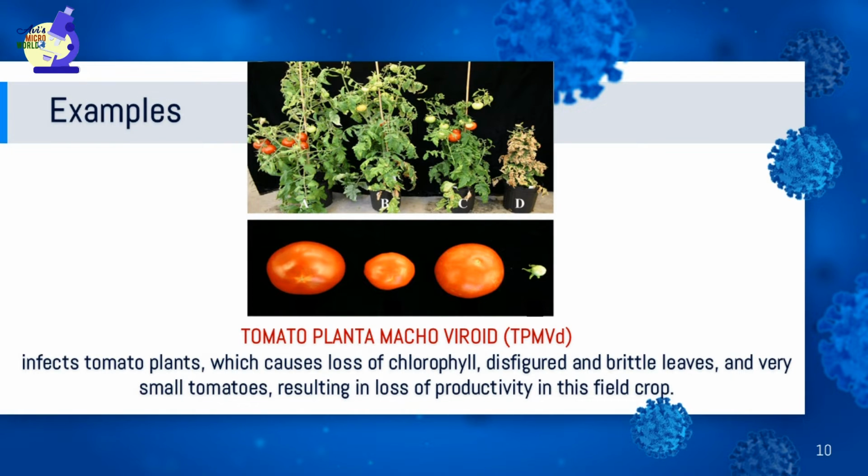The second is the tomato planta macho viroid, which is also known as TPMVd, which infects tomato plants, which causes loss of chlorophyll, disfigured and brittle leaves, and very small tomatoes, resulting in loss of productivity in this field crop. You can see the small production, the chlorophyll content is very less, and all the other disfigurement which we can witness here.